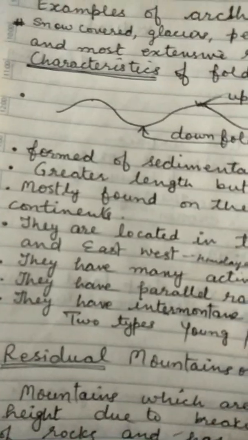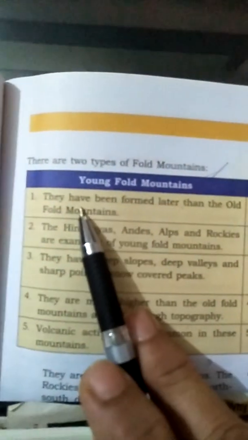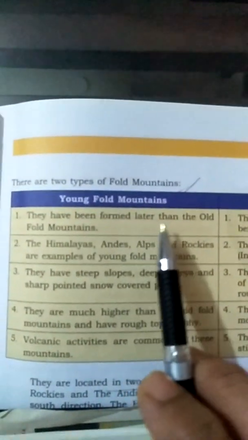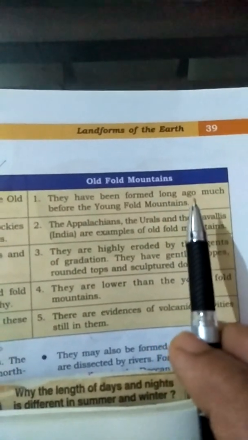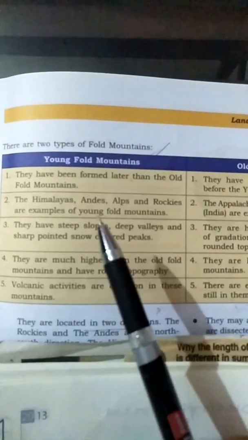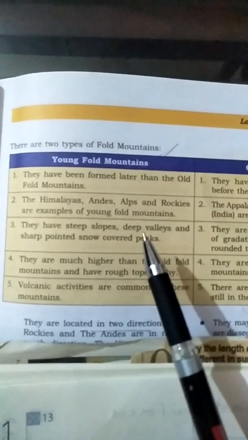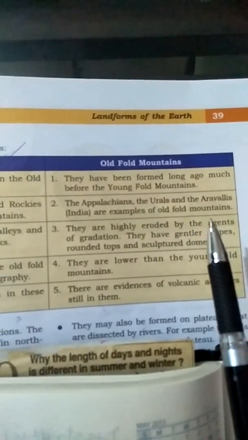There are 2 types of fold mountains, young and old fold mountains. Young fold mountains, they have been formed later than the old fold mountains, and old fold mountains have been formed long ago, much before the young fold mountains. The Himalayas, Andes, Alps, Rockies are examples, and Appalachians, Urals and Aravallis are examples of old fold mountains.